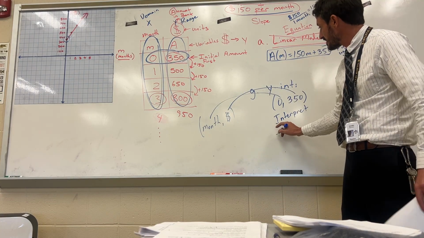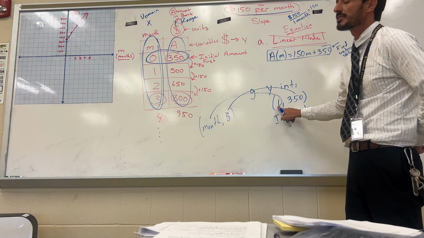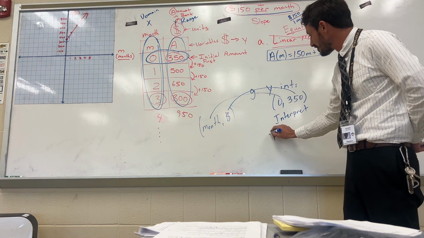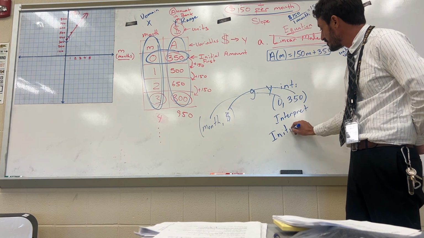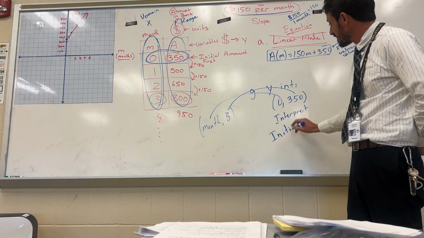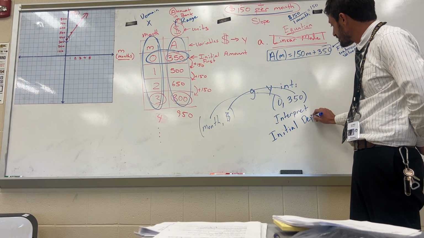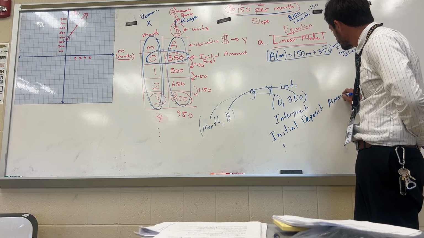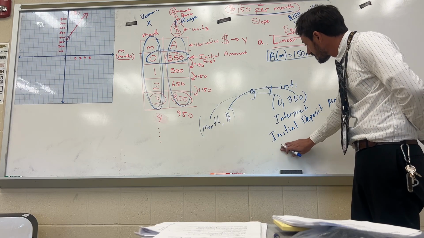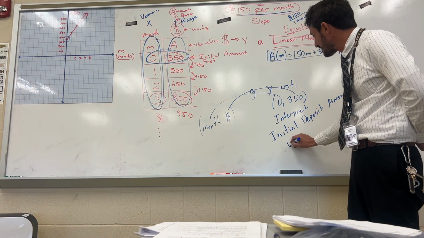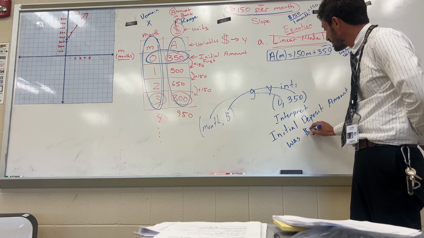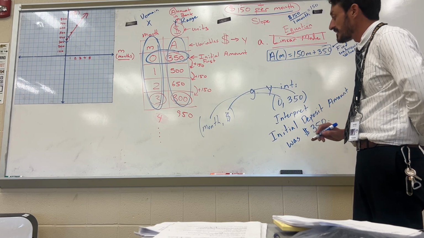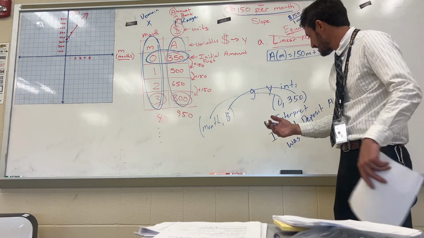This means that he has not worked. I'm sorry, not that he hasn't worked. The best way to say this is to use the word initial. When you have 0 months, the initial deposit amount into the bank, or you could just say the initial deposit amount was $350. This means that's what he put in the bank before any months had passed at this point.